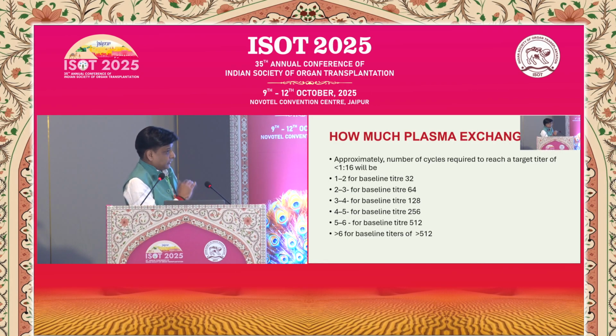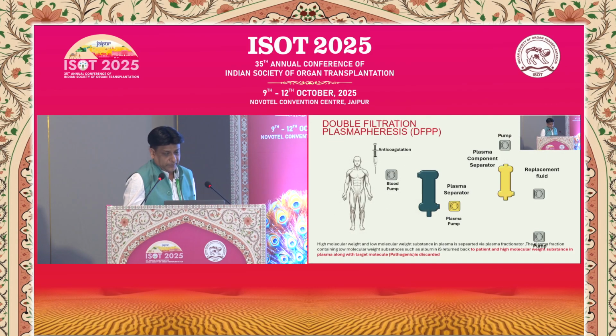How much plasma exchange is needed according to the titers? Roughly, we want to achieve 1 in 16. If the baseline titer is 32, 1 to 2 sessions; 64, 2 to 3; 128, 3 to 4; 256, 4 to 5; and for higher titers, 5 to 6 or more are needed. This is a rough estimate. You can tell the patient when he comes to your clinic. It is not absolute. Some patients do not respond at all to plasmapheresis.